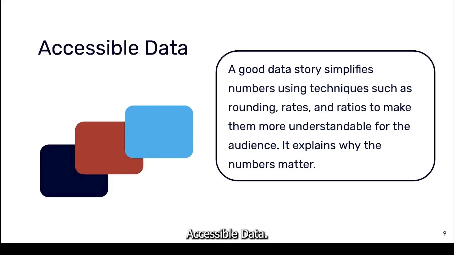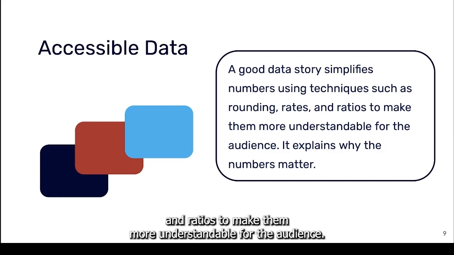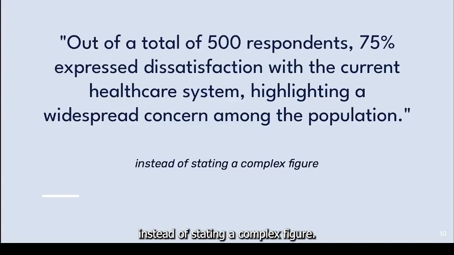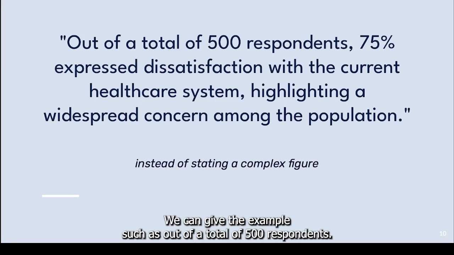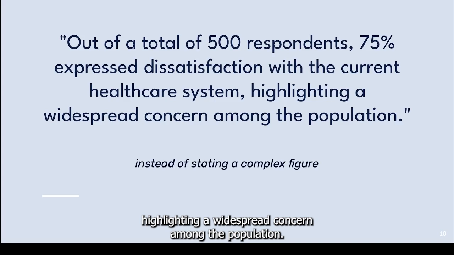Accessible data. A good data story simplifies numbers using techniques such as rounding, rates, and ratios to make them more understandable for the audience. It explains why the numbers matter. Instead of stating a complex figure, we can give examples such as, out of a total of 500 respondents, 75% expressed dissatisfaction with the current healthcare system, highlighting a widespread concern among the population.